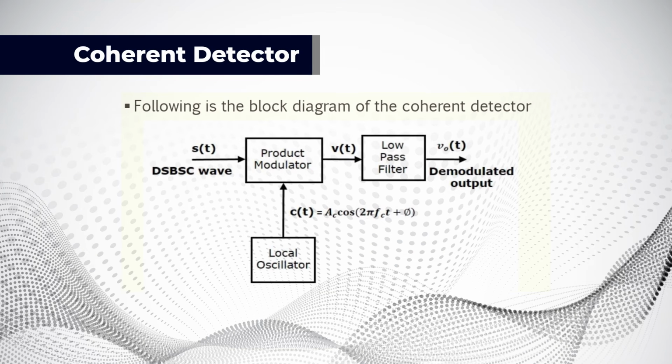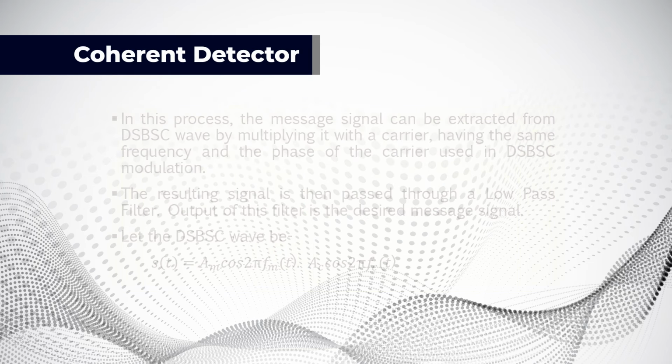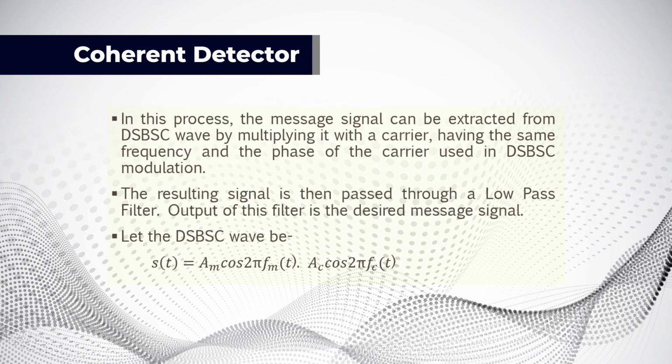The block diagram of coherent detector is shown below. In this detector, the message signal can be extracted from DSB-SC wave by multiplying it with a carrier having the same frequency and phase as the carrier used in DSB-SC modulation. The resulting signal is then passed through a low pass filter which will pass the frequency of modulating signal, and the output of this filter is the desired message signal.